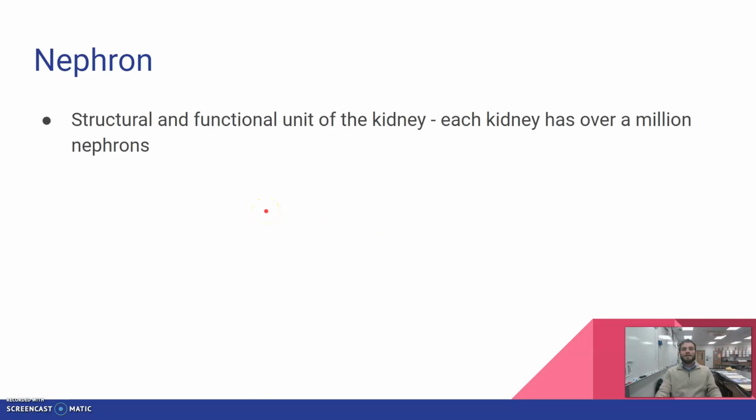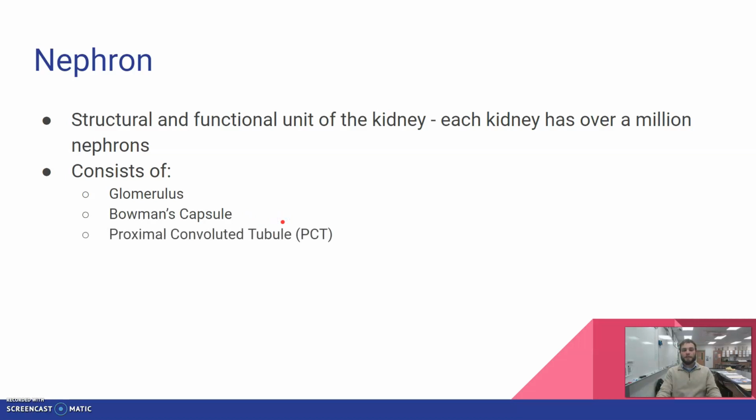So the nephron is the structural and functional unit of the kidney. Each kidney is jam-packed full with millions of nephrons, and when we talk about the function of the kidney and its job, filtering blood, resorbing water, and salts, it all happens at the nephron level. The nephron is going to consist of the glomerulus, Bowman's capsule, the proximal convoluted tubule, which you'll see abbreviated PCT, the loop of Henle, and the distal convoluted tubule, which we'll see abbreviated the DCT.